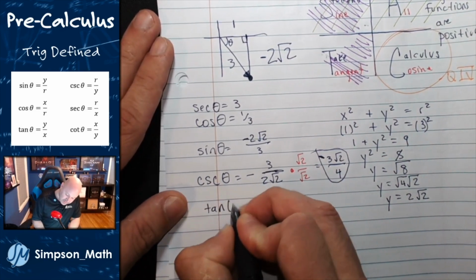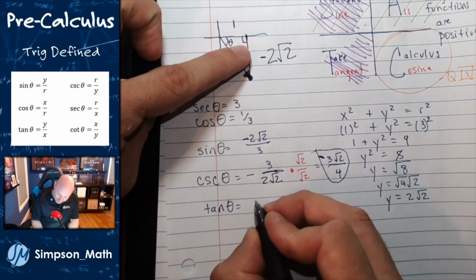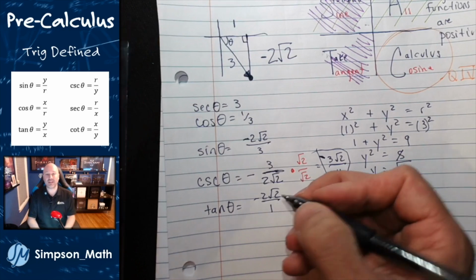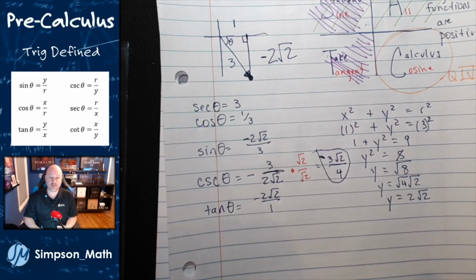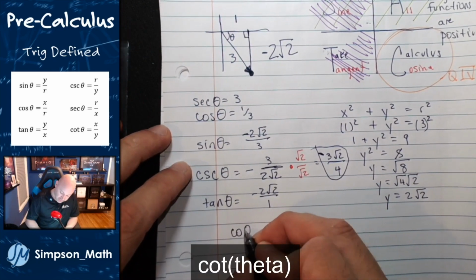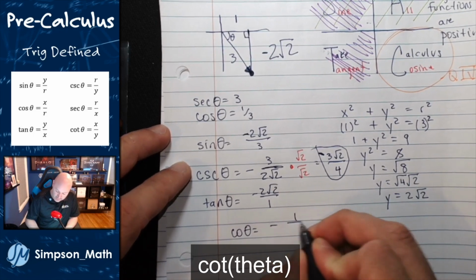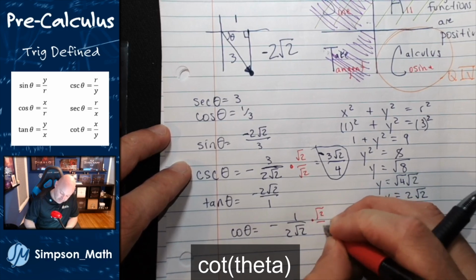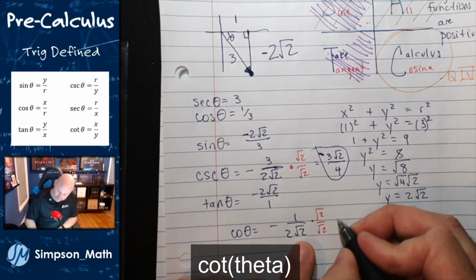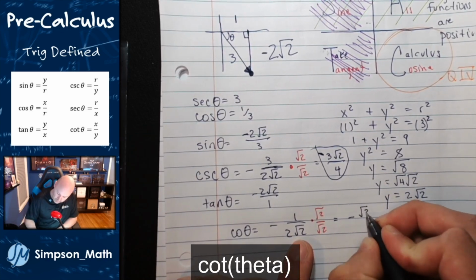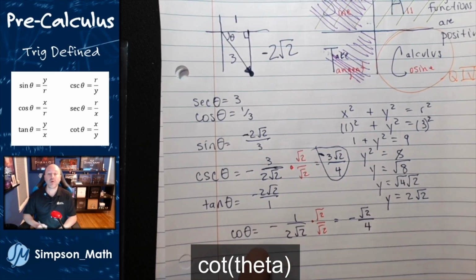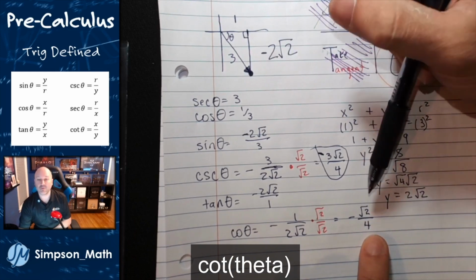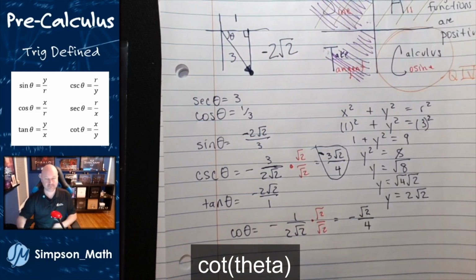Tangent. Tangent is defined as the y value over the x value. Oh, I don't even need that over 1. It's just going to be negative 2 root 2. Cotangent is the reciprocal. Negative 1 over 2 root 2. Let's rationalize that real quick. Cotangent of this reference angle theta would be negative root 2 over 4.